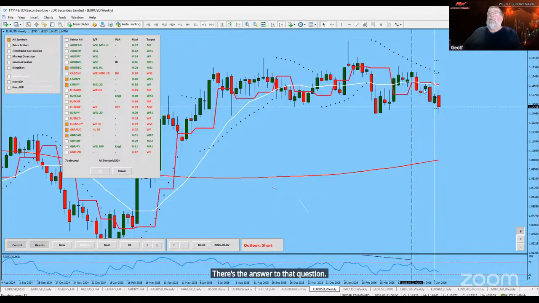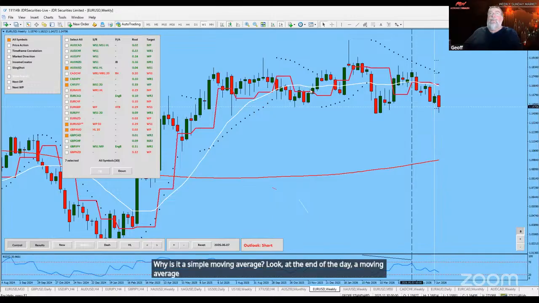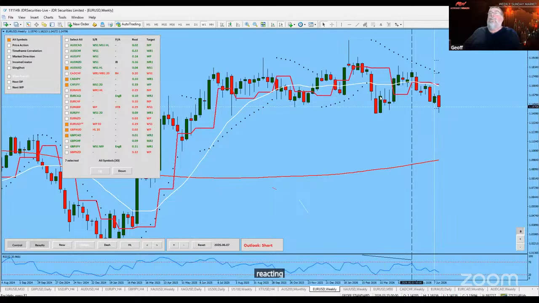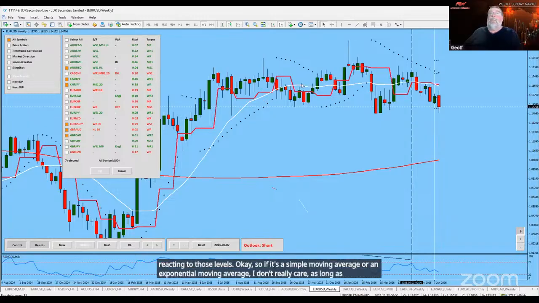Why is it a simple moving average? At the end of the day, a moving average, as I said, I don't use them to trade, but what I do like to see is price reacting to those levels. If it's a simple moving average or an exponential moving average, I don't really care as long as price is doing something off it.